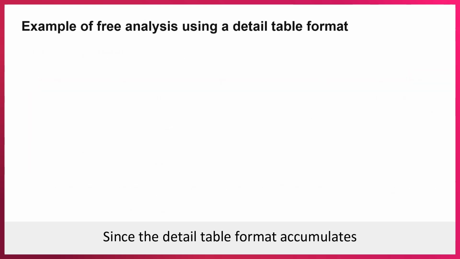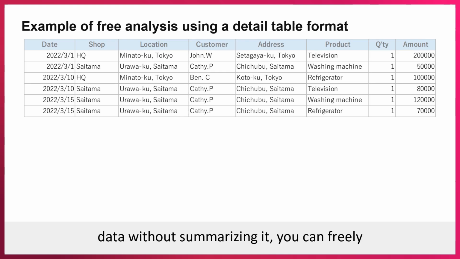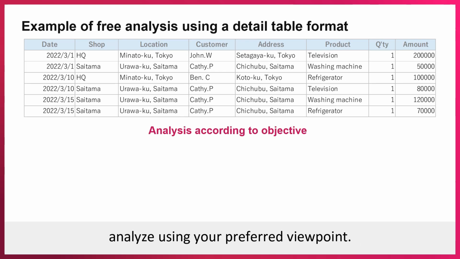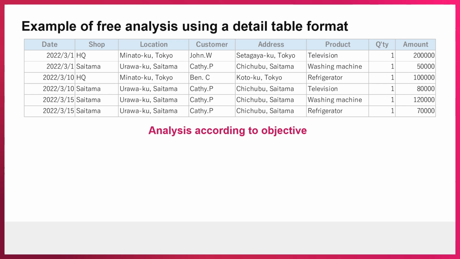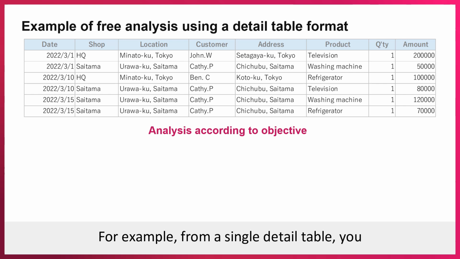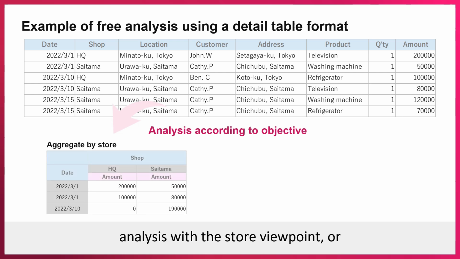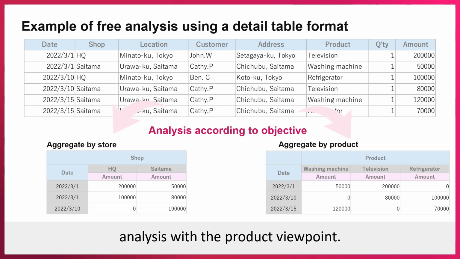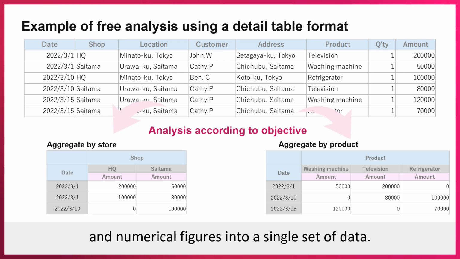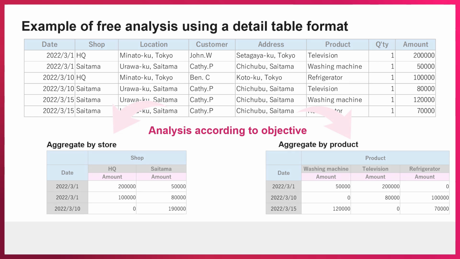Since the detail table format accumulates data without summarizing it, you can freely analyze using your preferred viewpoint. For example, from a single detail table, you can aggregate per store and carry out analysis with the store viewpoint, or aggregate per product and carry out analysis with the product viewpoint. Since people use different viewpoints for analysis, it's best to use a detail table format, which consolidates the viewpoints and numerical figures into a single set of data.